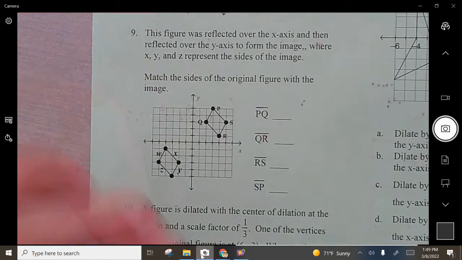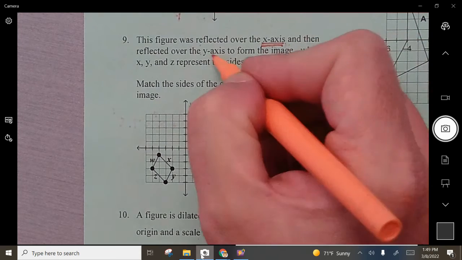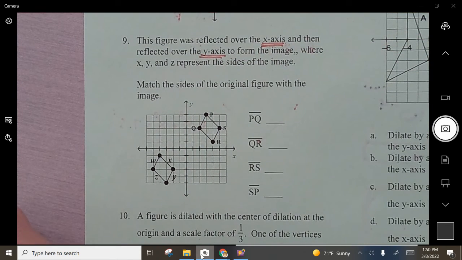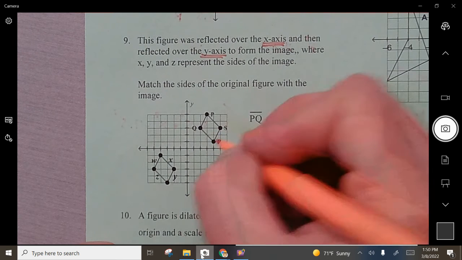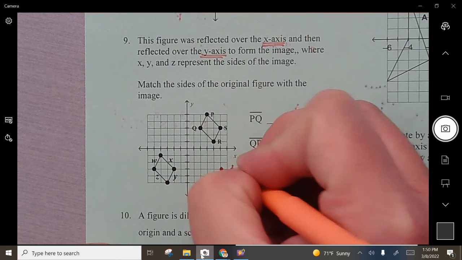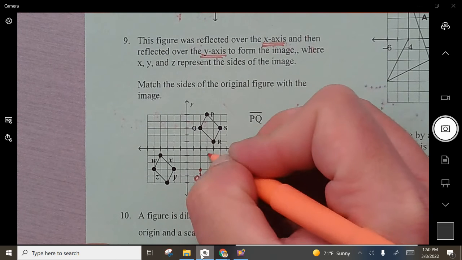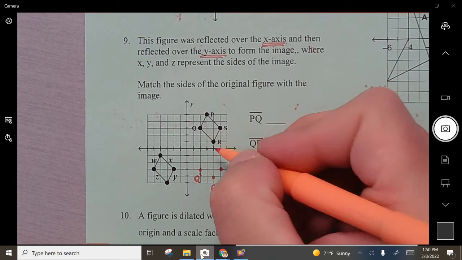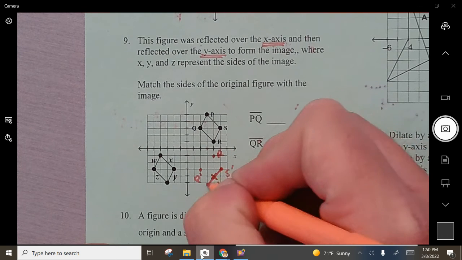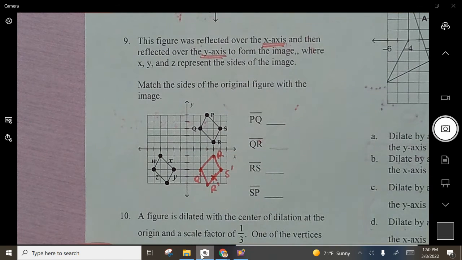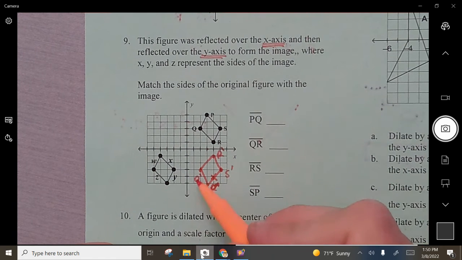Number 9 is tough. So it says the figure was reflected over the x-axis and then reflected over the y-axis. All right. So over the x-axis and then the y-axis. So let's do this one over the x-axis. We're reflecting it over this. Oops, did I screw this up? This is 3. This is 5. Oh, I messed this up. This should be R. My bad. So it should look like this. All right, so this should have been P, and this is R. Then this is Q.